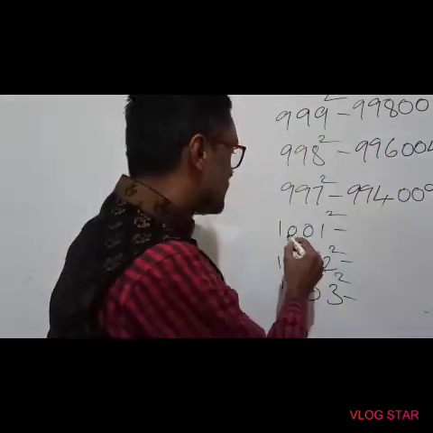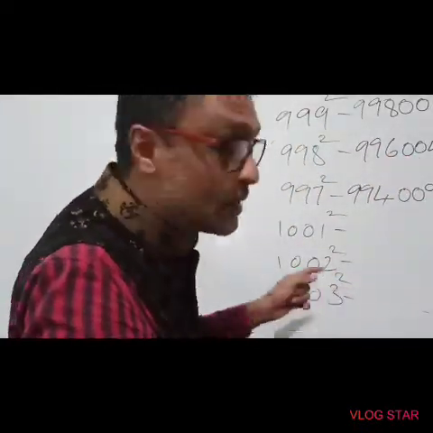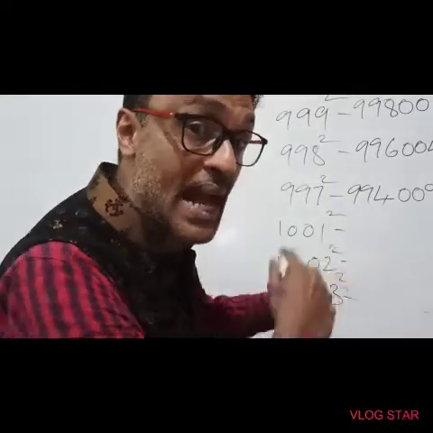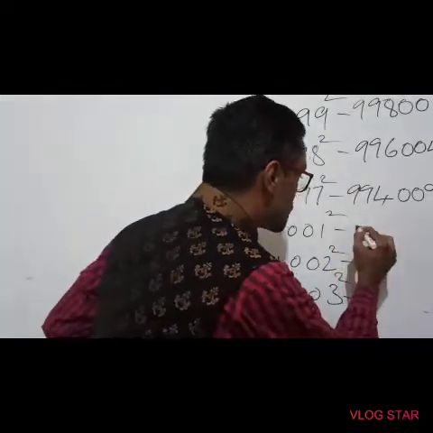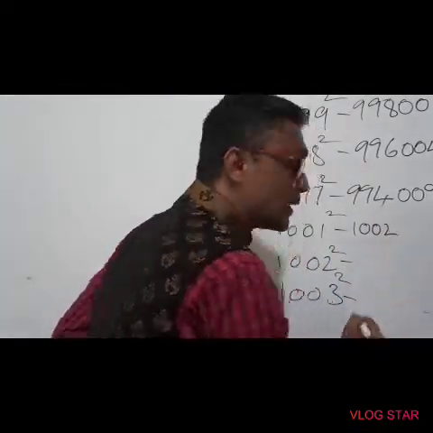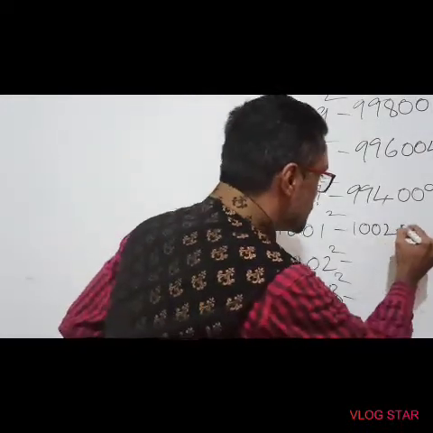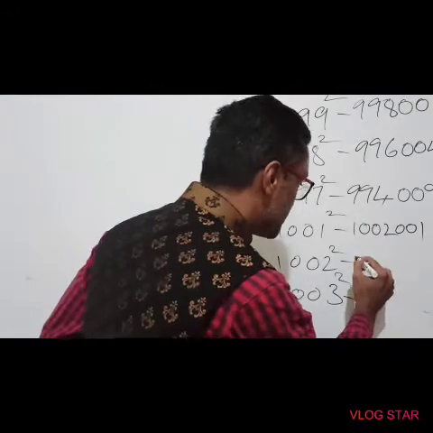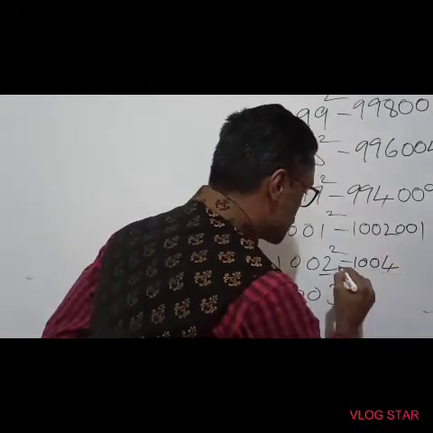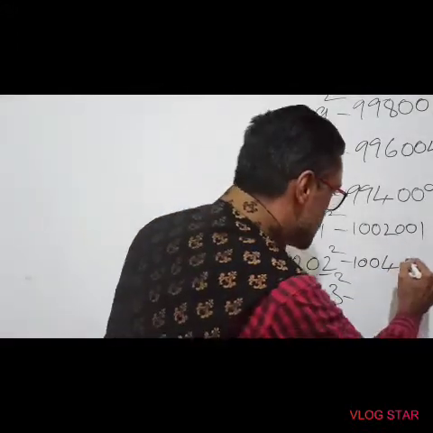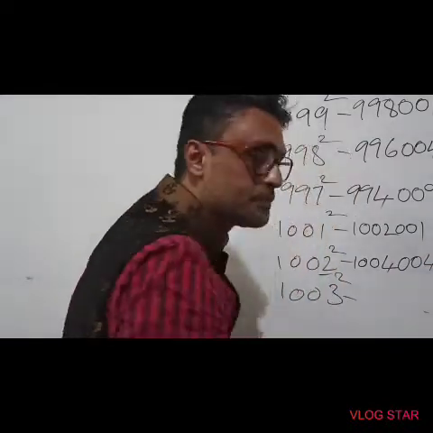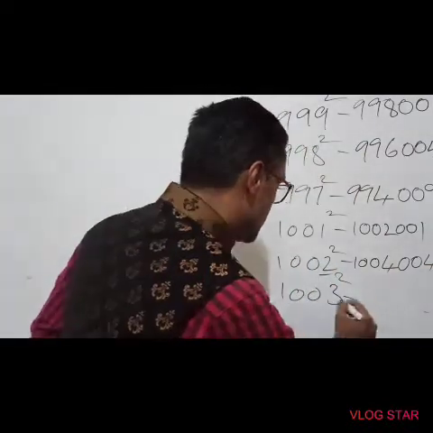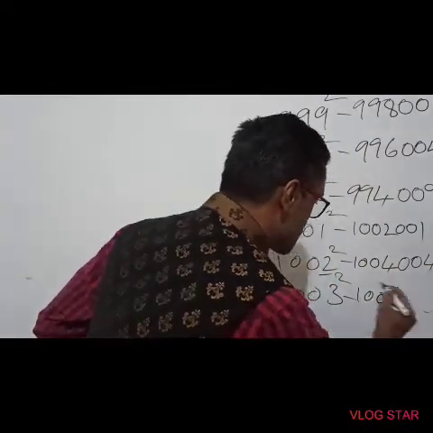That's all. 1001 is plus 1, 1001 minus 1000 is 1. You have to add the numbers here. 1001 plus 1 is 1002. And 1 square is 1, so 0, 0, 1. That's all. 1002 plus 2 is 1004. And 2 square is 4, so 0, 0, 4. Fine. And the last one, 1003 plus 3 is 1006. 3 square is 9.